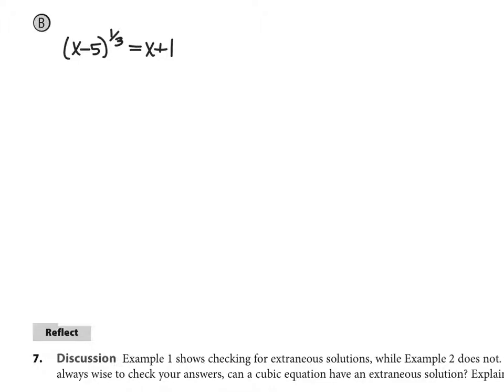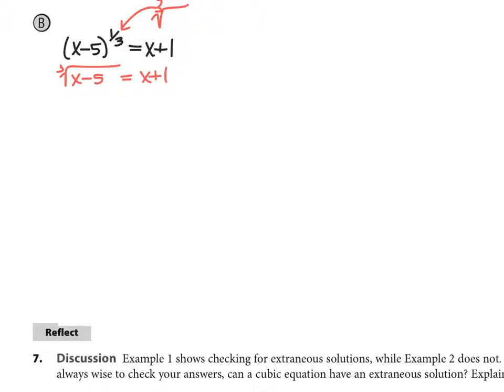All right, now the second example looks a little different to begin with, but it's actually not all that different. The first thing I want you to know is this 1/3 right here. You haven't seen that before, but that really is the same thing as cube root. We'll talk about that more in depth in a different lesson, but just know that that's the same thing as cube roots. The first thing I'm going to do is rewrite this: the cube root of x minus 5 equals x plus 1.